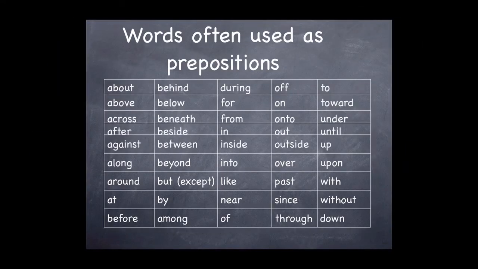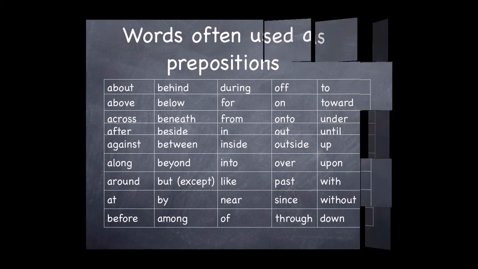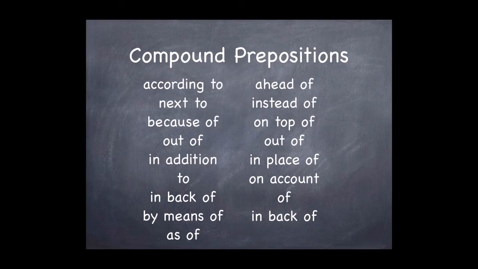This is a list of the most commonly used prepositions. There is a larger list for you on Schoology that you can look at. However, like I said, these are the more common ones. These are one-word prepositions, but you also have things called compound prepositions, and compound prepositions have two or more words acting as prepositions. In this case, you see some with two, and in the place of, in back of, by means of, you have three words acting as one preposition.